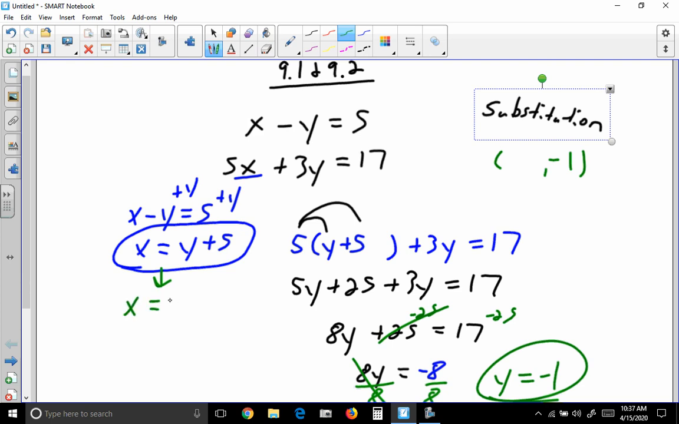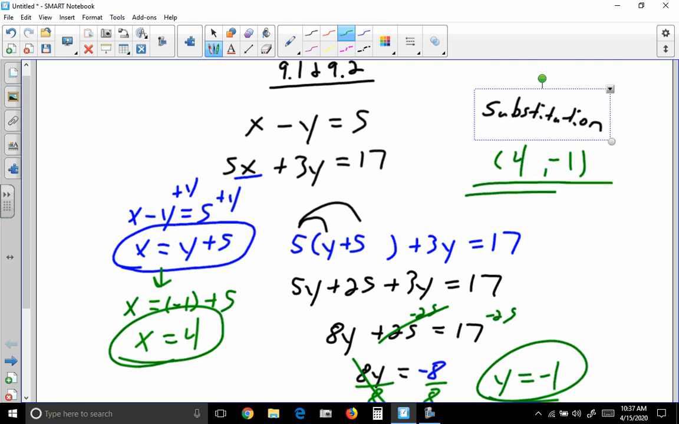So all we have to do is replace y with negative 1 and we can combine those like terms to find x. So negative 1 plus 5, now we know what x is. And we didn't have to rearrange our equations again or anything. So that's our solution. That's an ordered pair that works for the top equation, and it also works for the bottom equation.